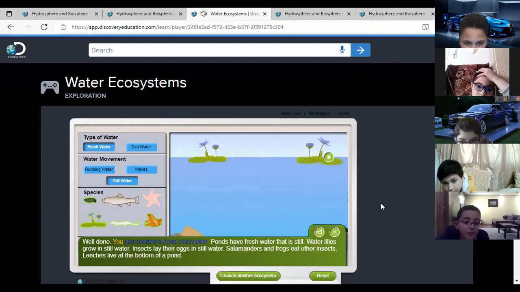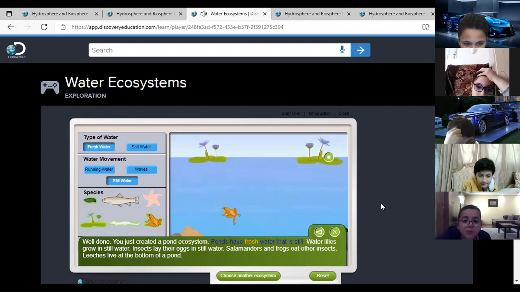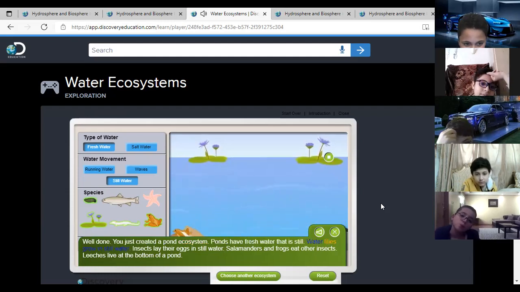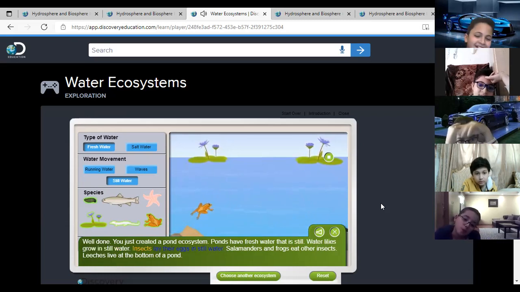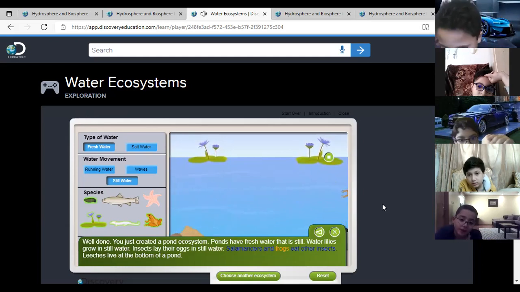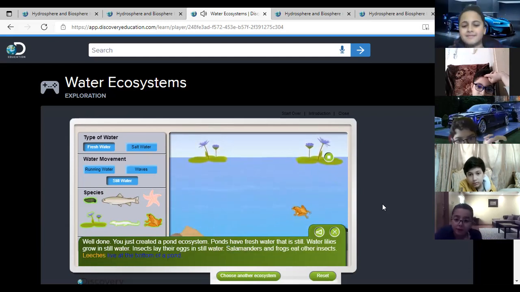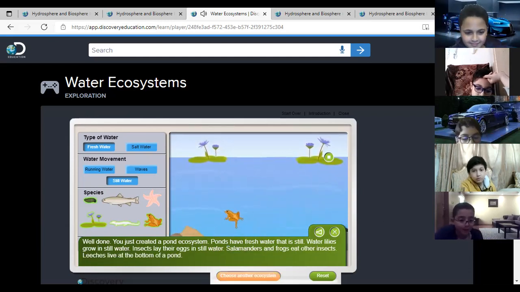Well done. You just created a pond ecosystem. Ponds have fresh water that is still. Water lilies grow in still water. Insects lay their eggs in still water. Salamanders and frogs eat other insects. Leeches live at the bottom of the pond.